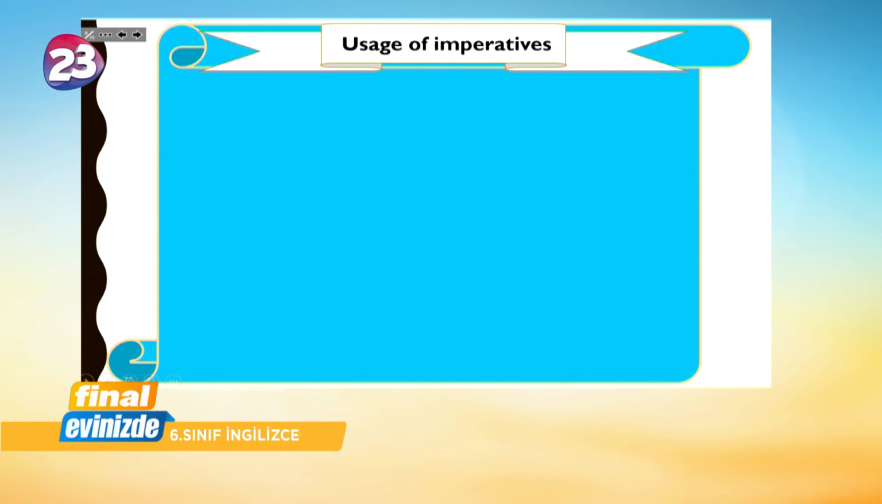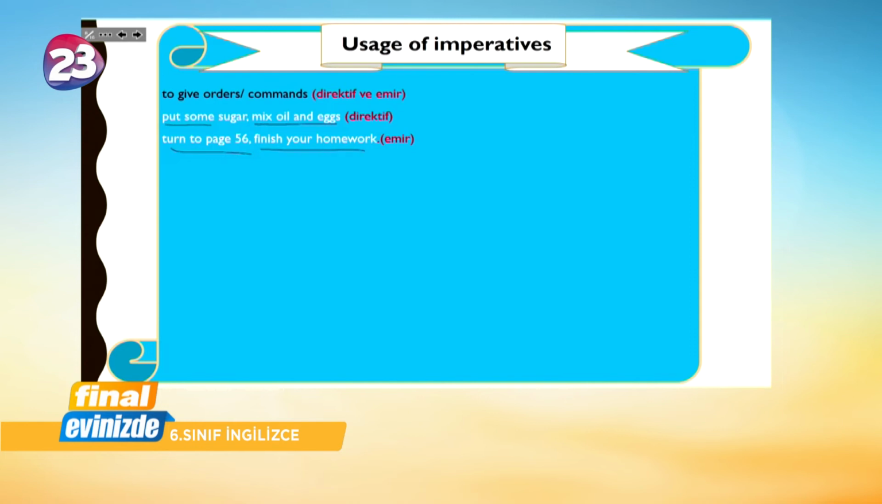Okay, mostly we know them as a way to give orders or commands, but we've got some specific places where we need to use them. All right, let's have a look. An example. Put some sugar, mix oil and eggs. Okay, I give orders on how to do that. Or for example, you are a teacher in class, and you say, turn to page 56 and finish your homework, okay? You command them. It's a kind of command.